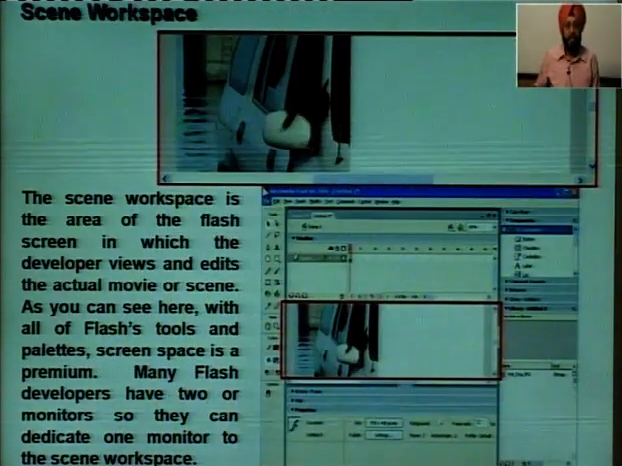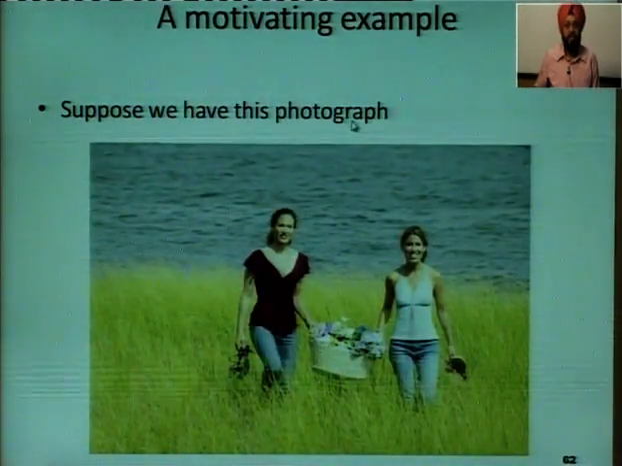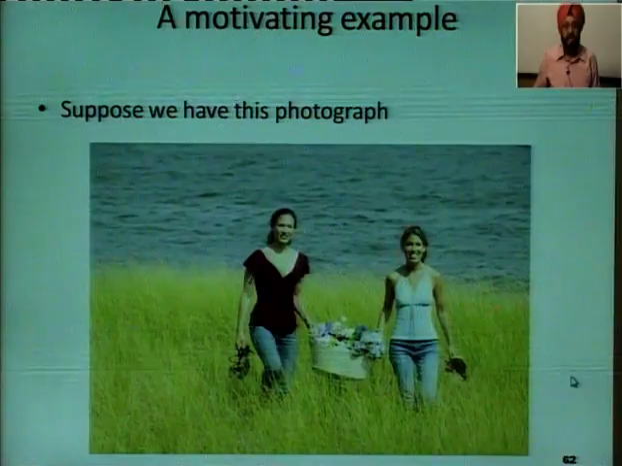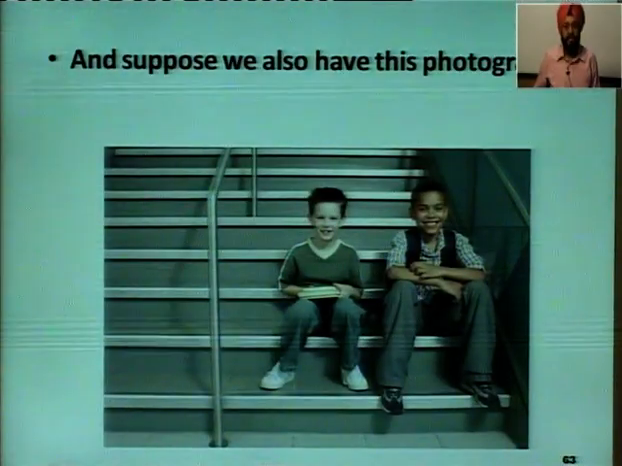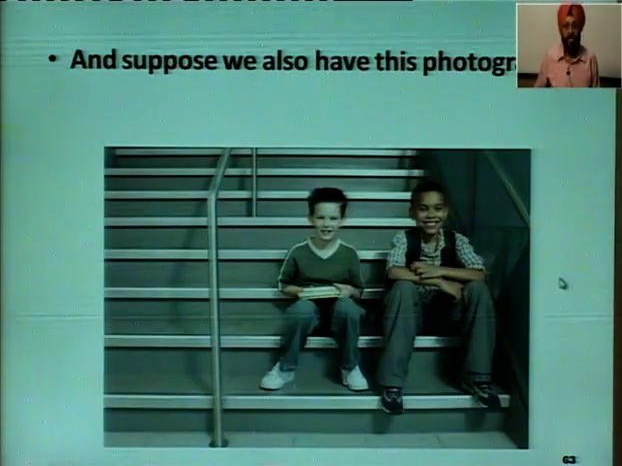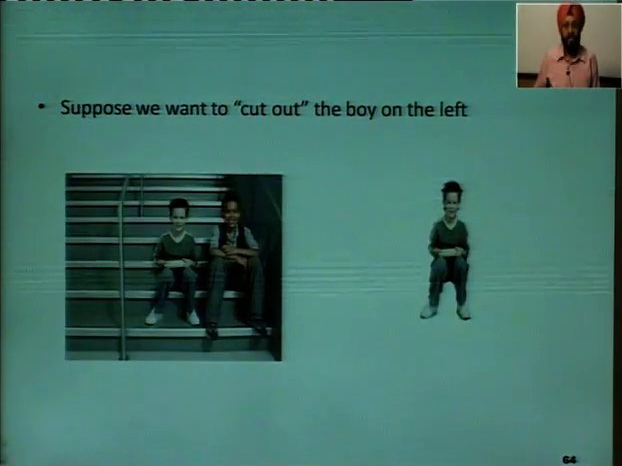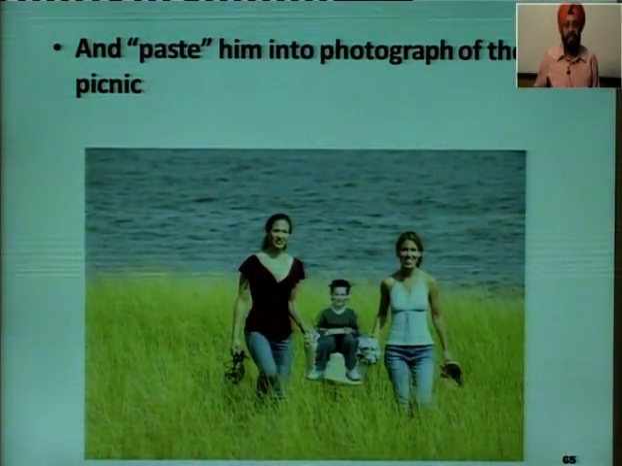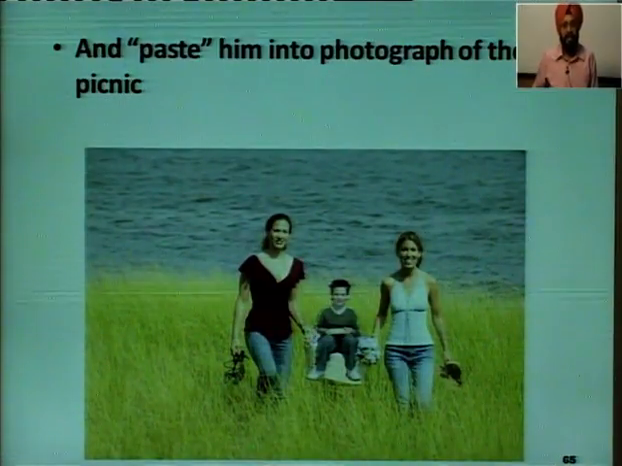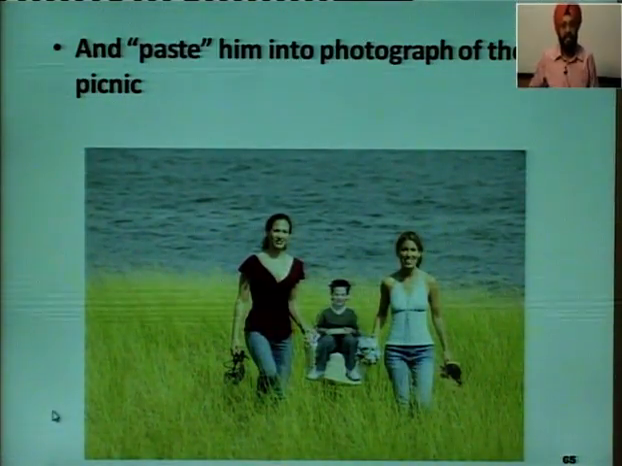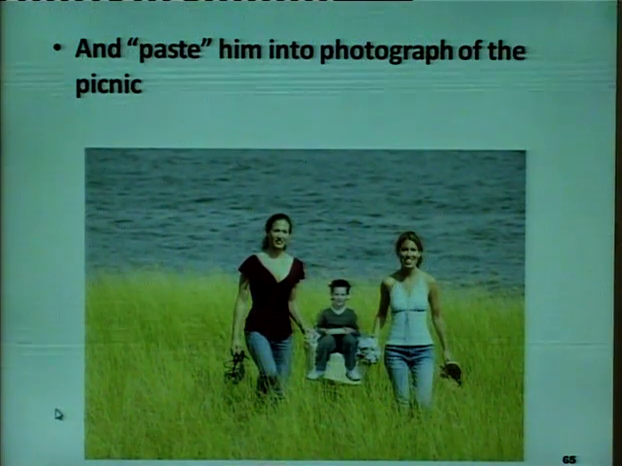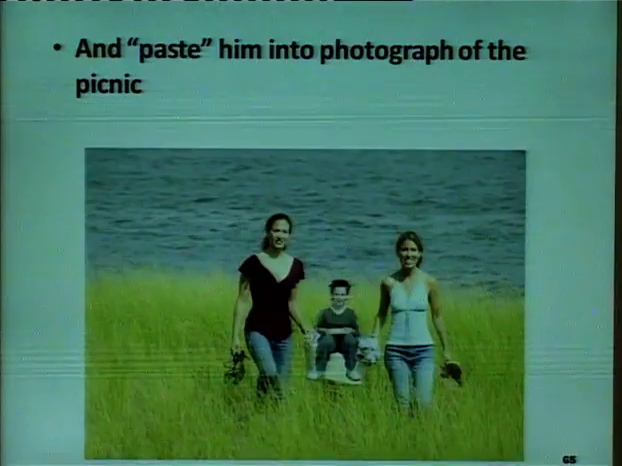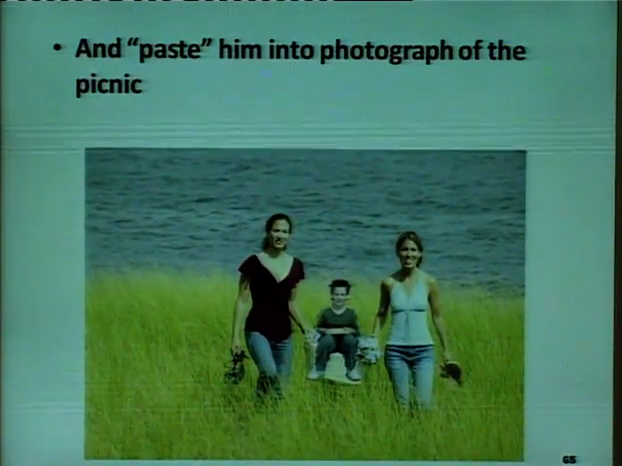So this is a simple motivating example. This is a photograph, we have one photograph, and this is another photograph. Now we want this boy to be in the first one. Now we will crop this child to a different frame, and this will be fixed in here. Now these two photographs can be combined together to give this desired effect. This can be done in Flash, it can be done in Photoshop or other tools. So this is a motivating video.